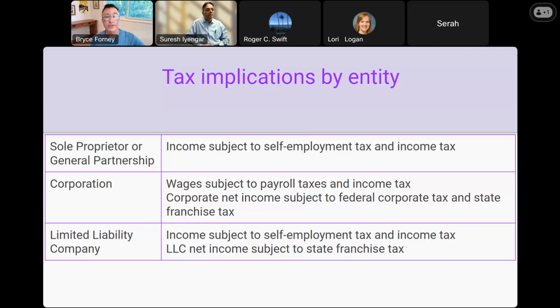So if you make $1 million, you're going to have that 2.9% times the million for your Medicare tax, and you're going to have 12.4% for FICA for Social Security on about $160,000 of earnings. The number changes each year, and my expectation is that that number is going to get significantly larger as the pool of working individuals is smaller in relation to the number of retired individuals.